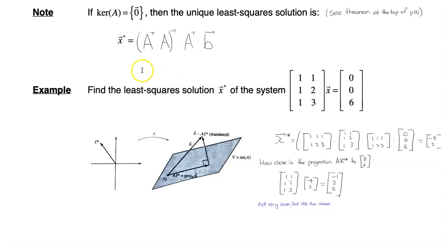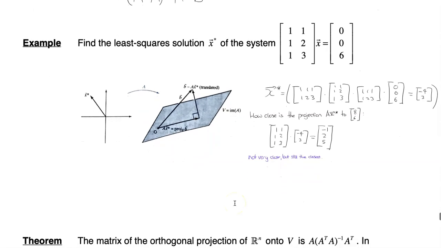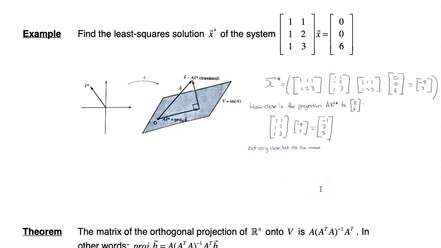If the kernel of A is 0, then A transpose A has an inverse. Just a comment: why don't we distribute this power of negative 1 to A transpose times A? Well, as we saw, A is not necessarily a square matrix, so A might not be invertible, but A transpose times A is invertible when the kernel of A is 0. An example here, I'm not going to go into many details because we've seen a more detailed example that carries exactly the same information.